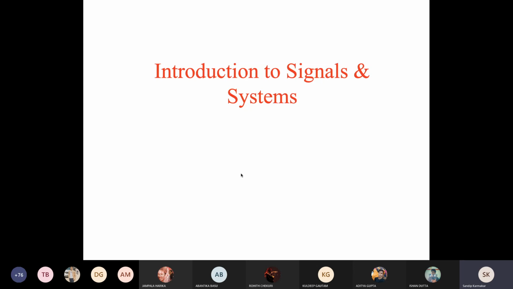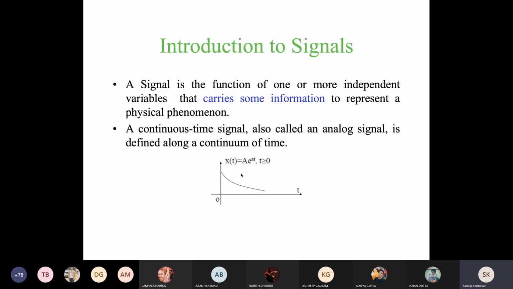I'll be talking about signals today. So what is a signal? A signal is a function of one or more independent variables that carries some information to represent a physical phenomenon. For example, you might have a damped system that might have a signal like a to the power minus a t.